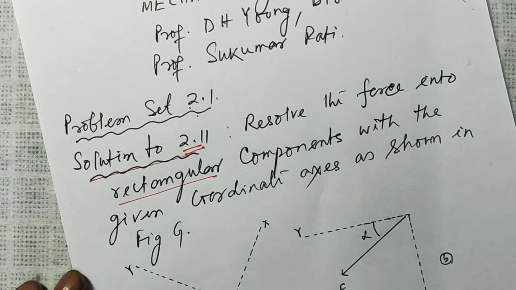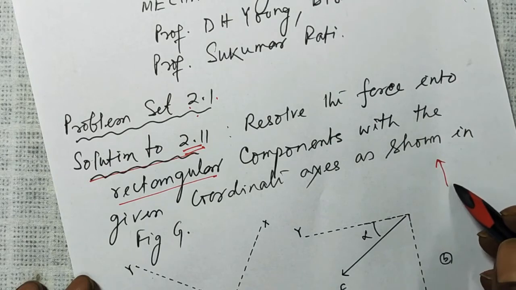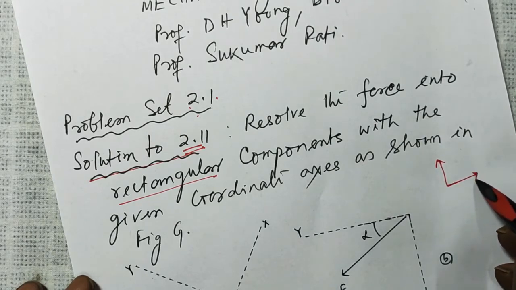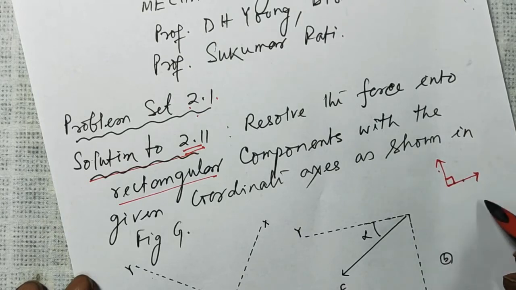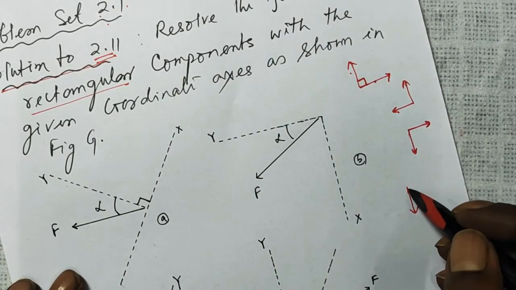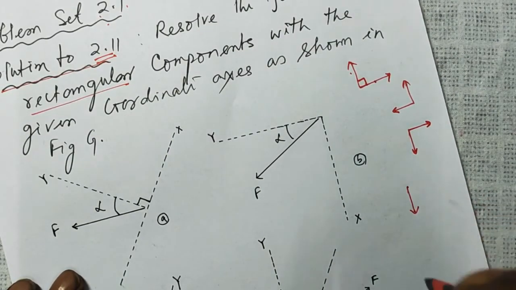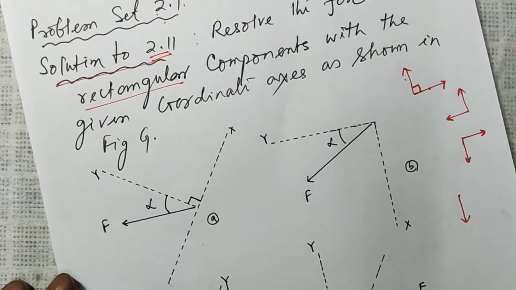Rectangular components means, if this is one component and another component is like this, and the angle is 90, then you say these two components are rectangular. One can be like this, the other can be like this. One can be like this, and from this point the other will be into the plane of the paper. Whenever the angle between the two components is 90, then you say the two components are rectangular components.